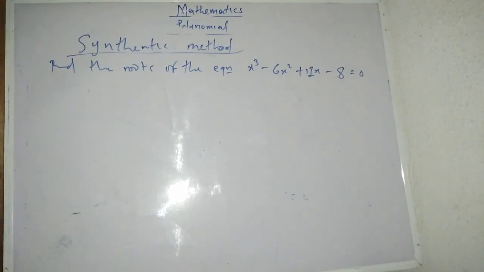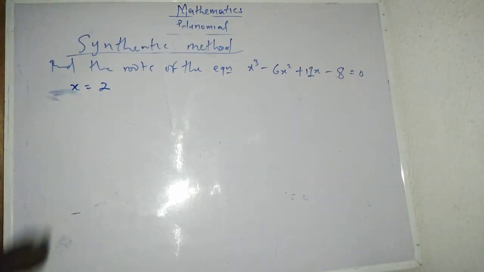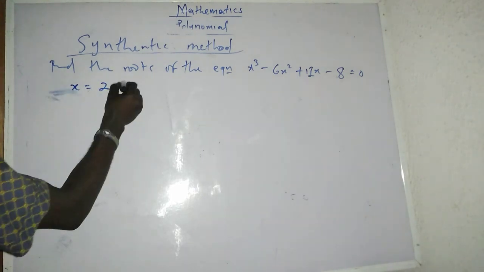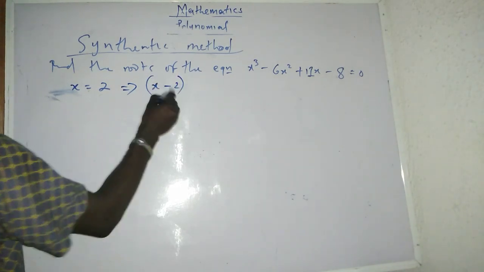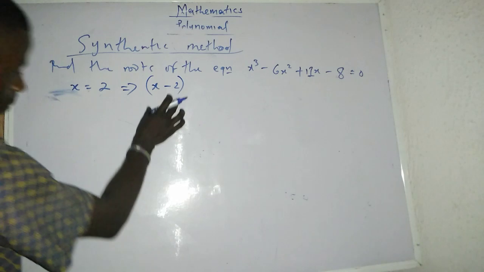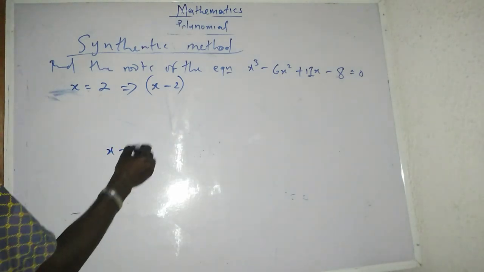How do I do it? The first thing is to play around with my root. I think we have said that x equals 2, which means my factor will be x minus 2. This is a root, this is a factor. I will now present it as x minus 2.